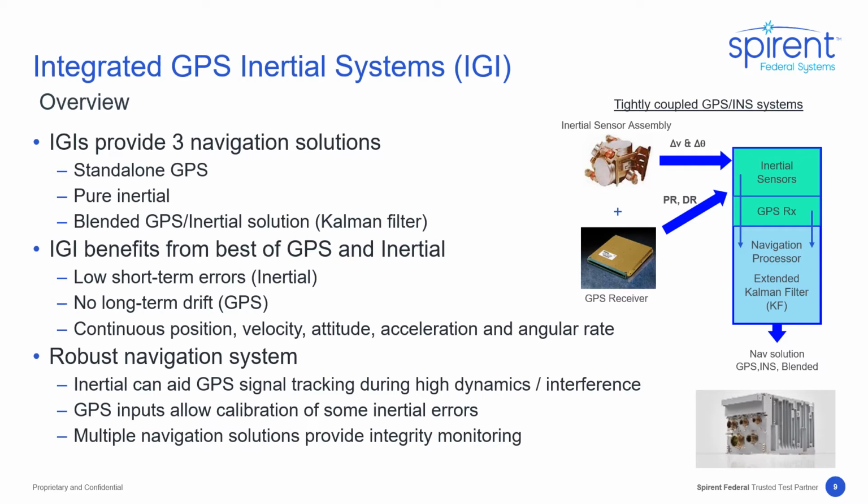Integrated GPS/Inertial systems, or IGIs, collapse our previous example into a single unit containing the IMU and GNSS receiver. These robust systems are capable of providing 3 navigation solutions: GNSS only, pure inertial, or a blended GNSS-INS, usually in the form of a Kalman filter. IGIs benefit from GNSS's lack of long-term drift, the low short-term errors of the IMU, and the ability to maintain system integrity by producing multiple navigation solutions. The inertial side can aid signal track during high dynamics or when subjected to interference, and the GNSS enables calibration of inertial errors.